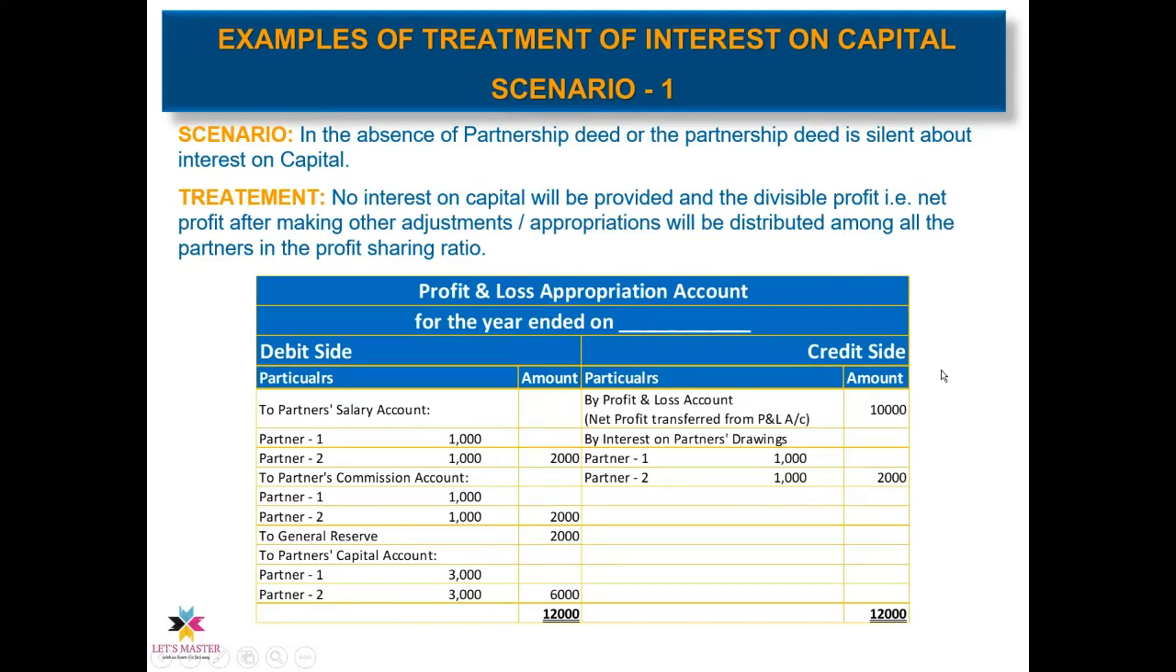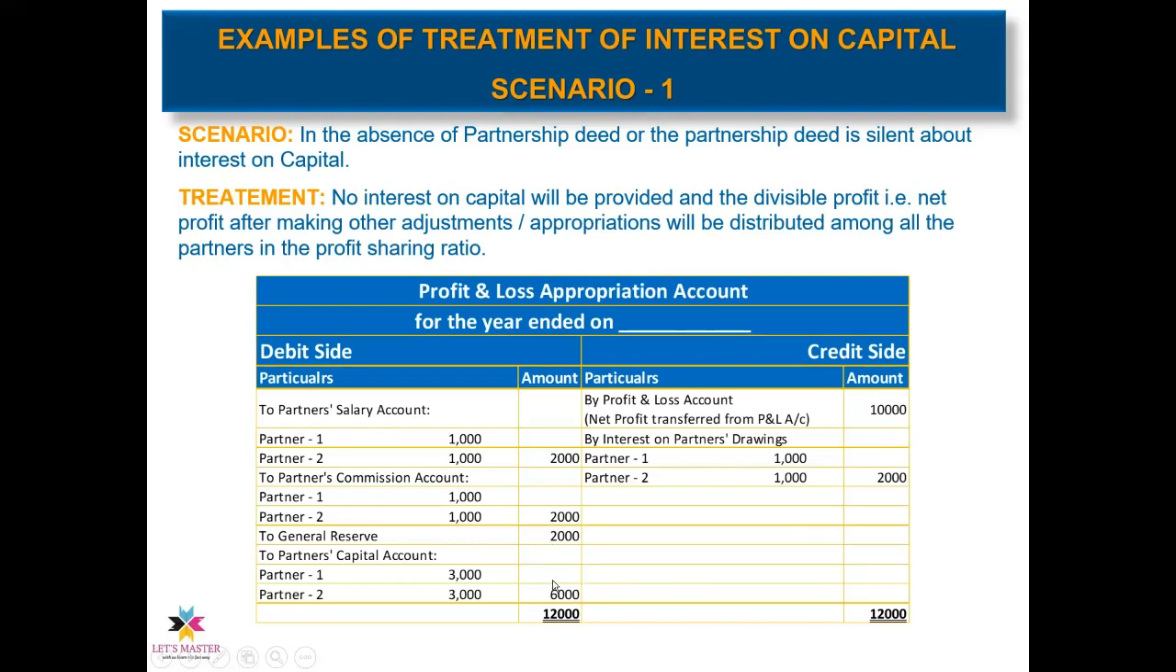Here, note one thing. The net profit was 10,000. Interest charged by the firm on partner's drawing was 2,000. So the total of credit side is 12,000. Out of this 12,000, 2,000 we have appropriated to salary account, 2,000 we have appropriated to commission account, and 2,000 we have appropriated to general reserve. So out of this 12,000, we have taken out 6,000 rupees and put it under different accounts.